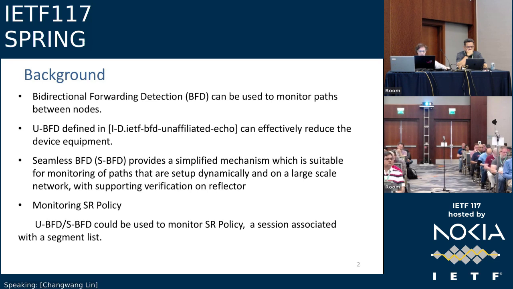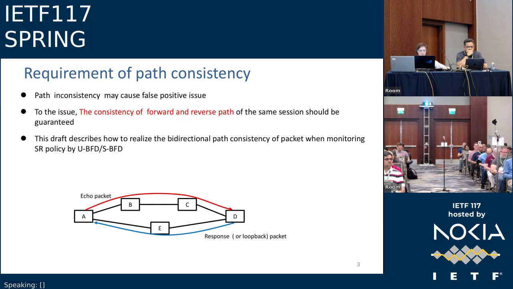Next page. When we use SBFD to monitor SR policy, the control packet is forwarded to the reflector according to its associated segment list, and the response packet is usually forwarded to the initiator through IP routing. So the forward and return paths of the packet are likely inconsistent, as shown in the figure. A failure on the return path will cause a false positive issue. So the consistency of the forward and return paths should be guaranteed.